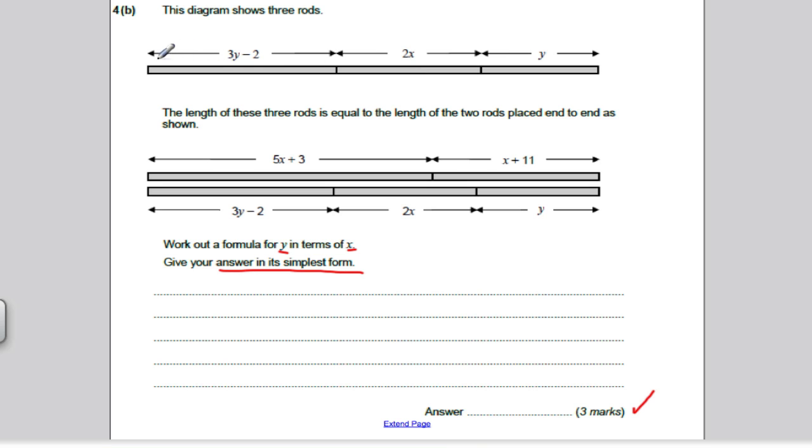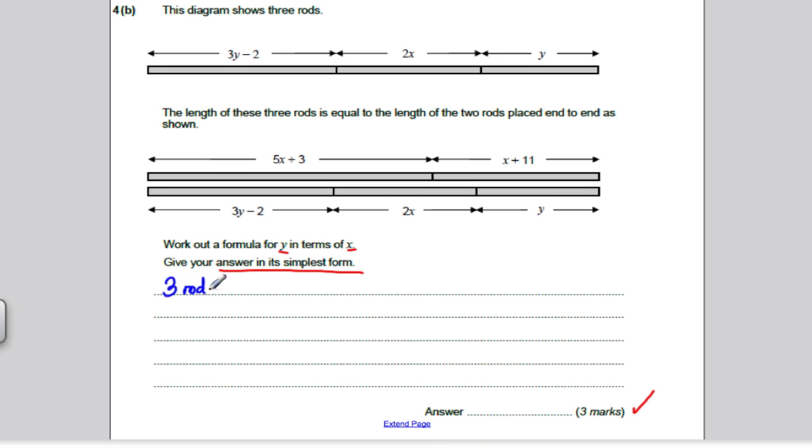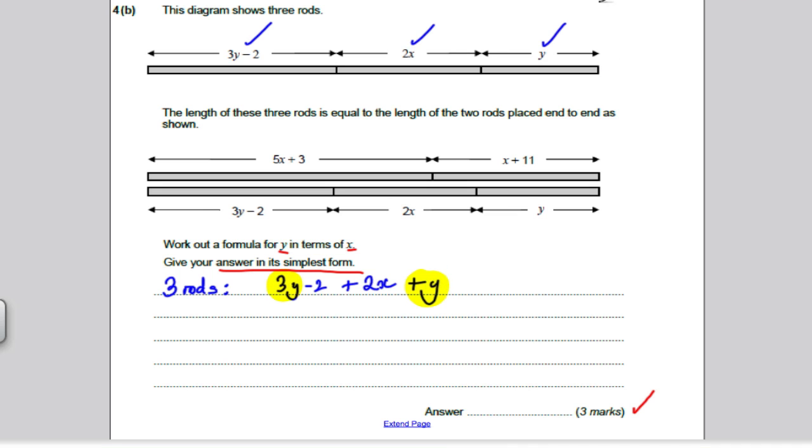Just do the obvious. Firstly, work out the total length of these 3 rods. Okay, so as we did before, 3 rods. Their length is you add the 3y minus 2, you add the 2x, and you add the y. And you see what you get. Okay, so let's firstly just add the y's. 3y's plus a y is 4y. So this would be 4y. And then you've got a plus 2x. Let's write the 2x next. Plus 2x. And then you've got the subtract 2.